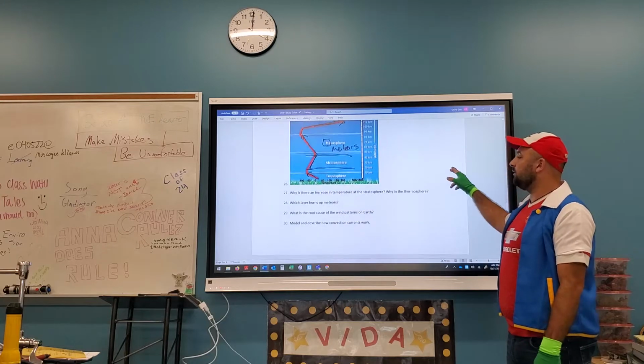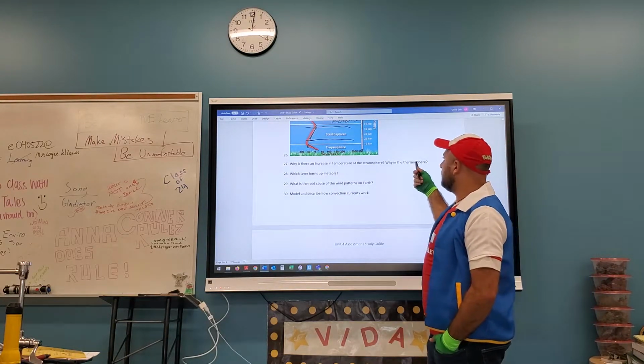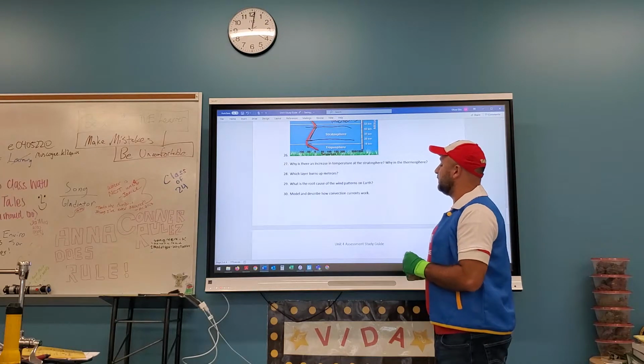And then the exosphere is the outer layer of the atmosphere. But again, very little actual air up there. So we know why there's an increase in temperature up there. We know where it burns up the atmosphere, or burns up meteors.